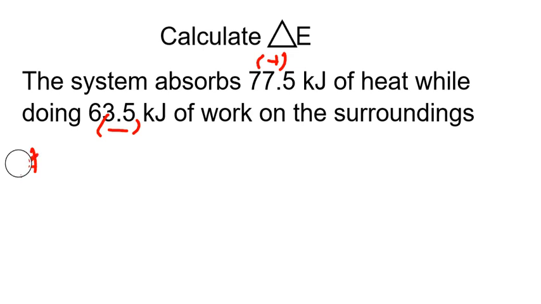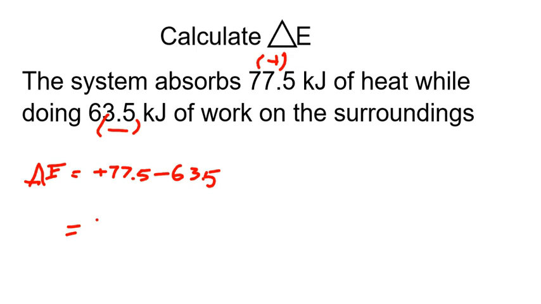Delta E is going to equal our positive heat value minus the negative work that was produced. So the total change in energy in this system is a positive 14 kilojoules.